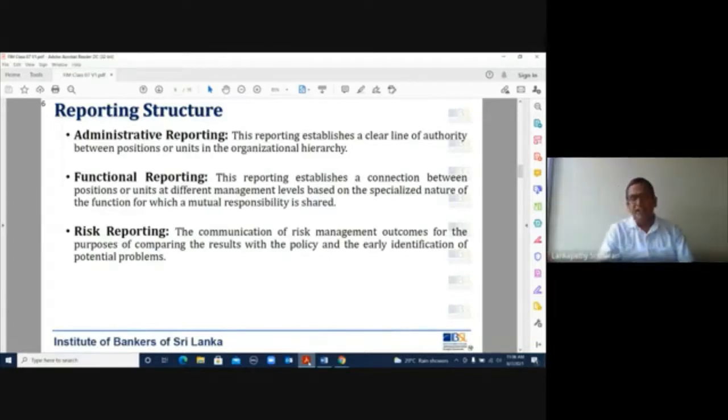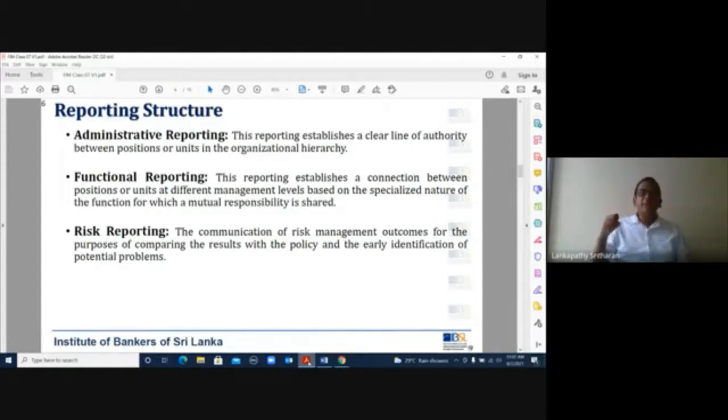For example, if you are working in a branch and something happens related to the business of that particular branch, the branch manager will report it to the regional manager or zonal manager. Then the regional manager will report it to the AGM. The AGM will report it to the DGM, branch operations. Likewise, there is a clear process, a clear line of authority between these positions and units: manager, regional manager, AGM, DGM and CEO. Likewise, there is a clear procedure. Administrative reporting.